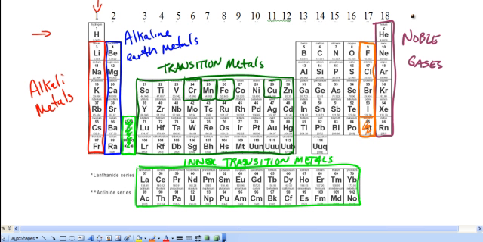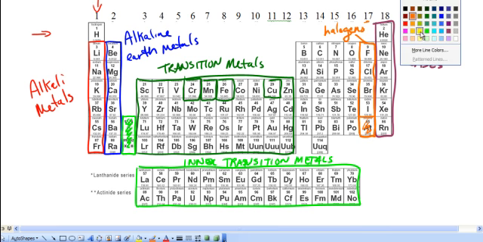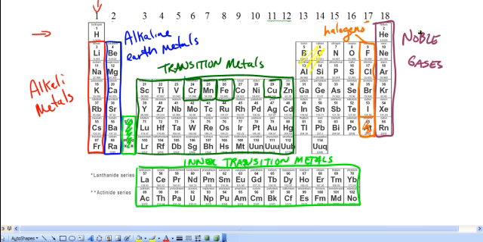So generally speaking, when we're talking about group number 17, which we do call the halogens, we're typically only talking about fluorine, chlorine, bromine, and iodine. All right. Now the rest of these elements, I'll just kind of shade them in yellow.